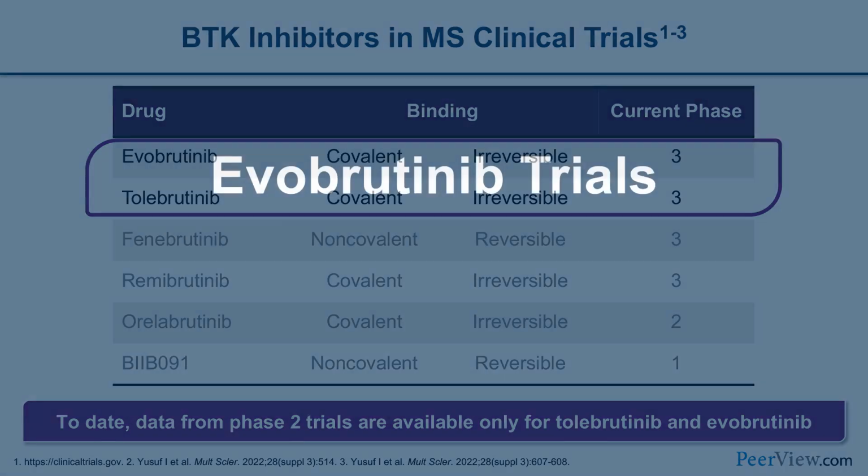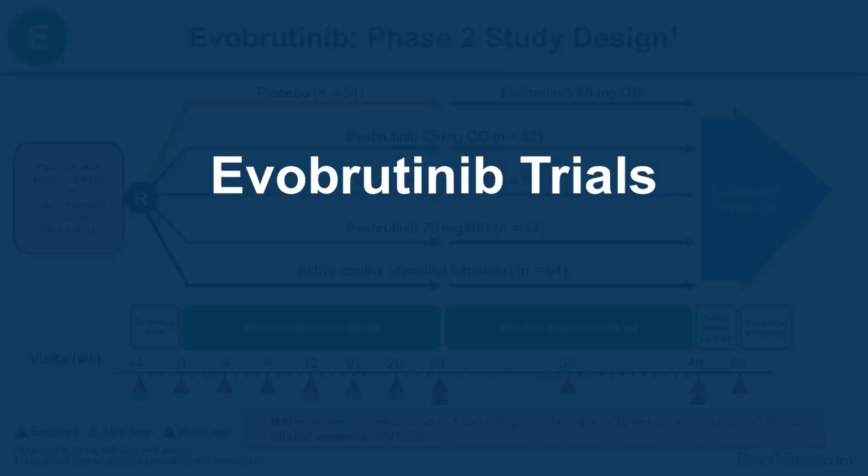MS. So we'll just start with the Evobrutinib trials, and this is because Evobrutinib is first amongst all of those BTK inhibitors in terms of having reported results from a phase 2 clinical trial and is farther along in its clinical development program with the phase 3 clinical trial. Hopefully, we'll be reporting some results in the very near future.